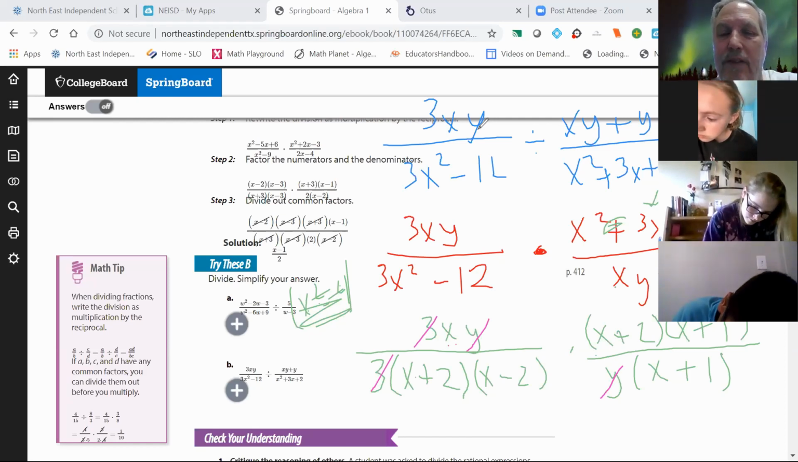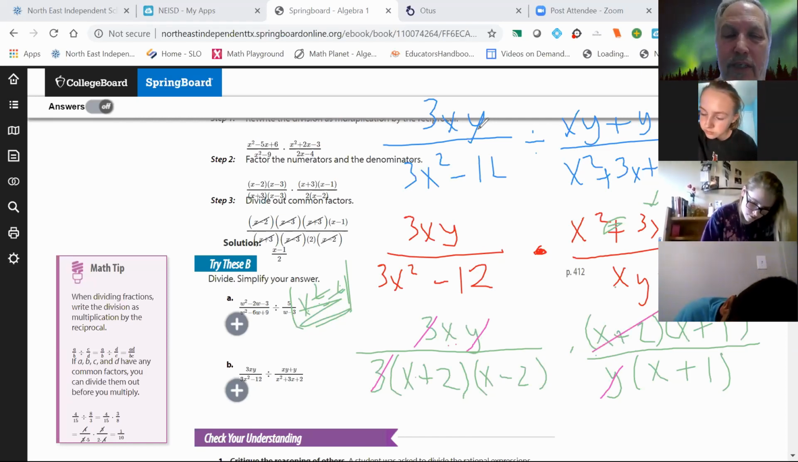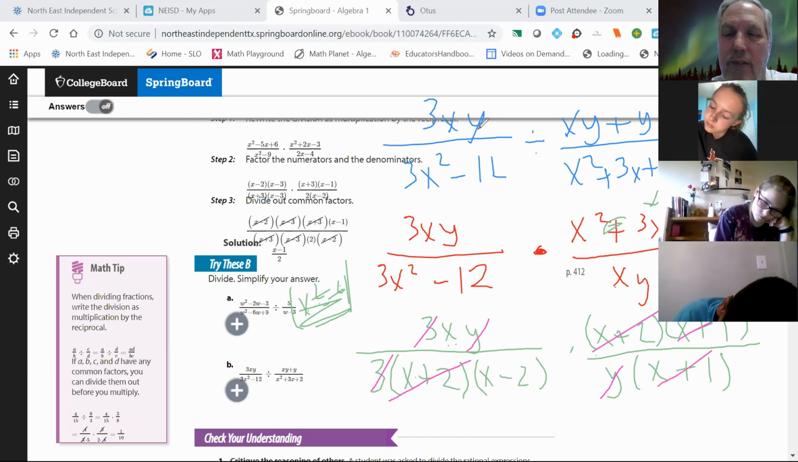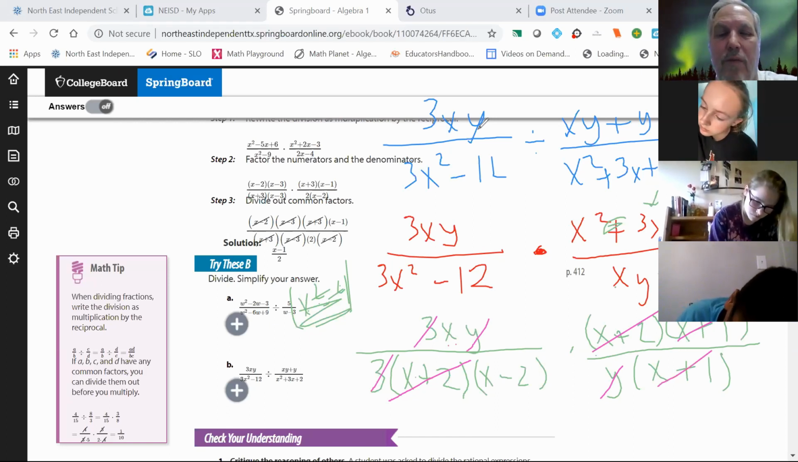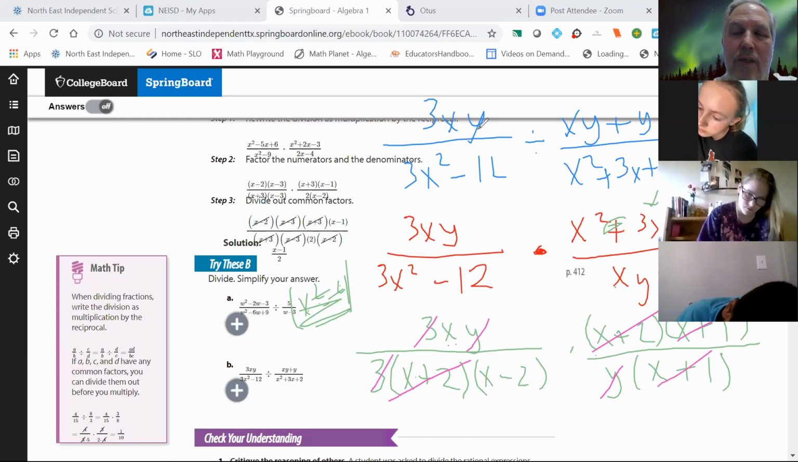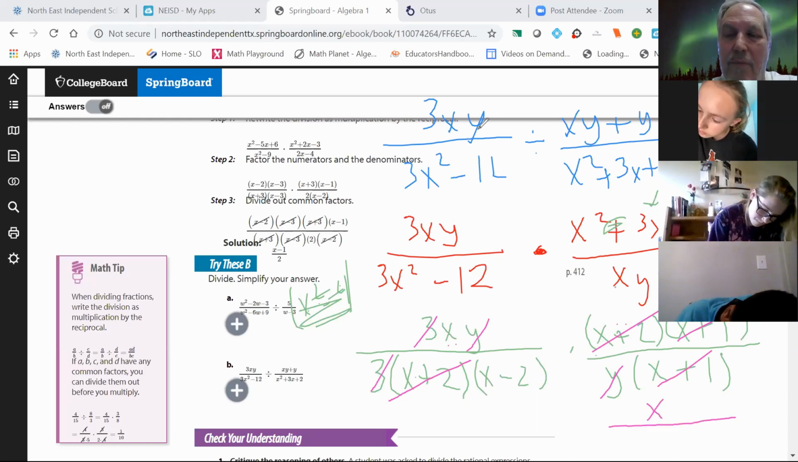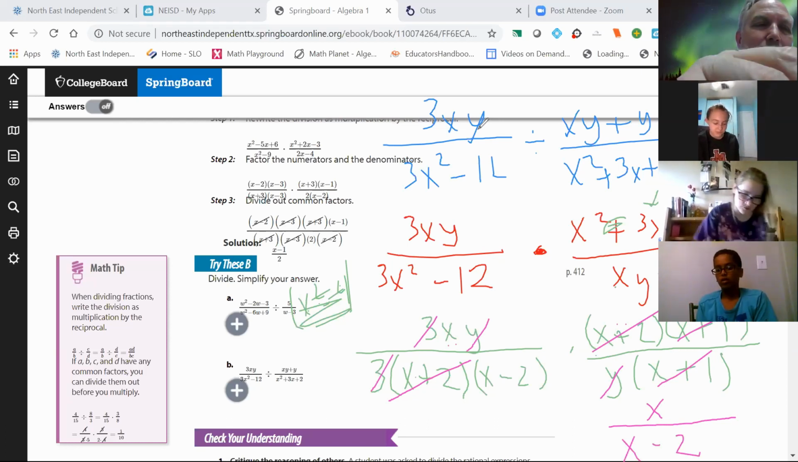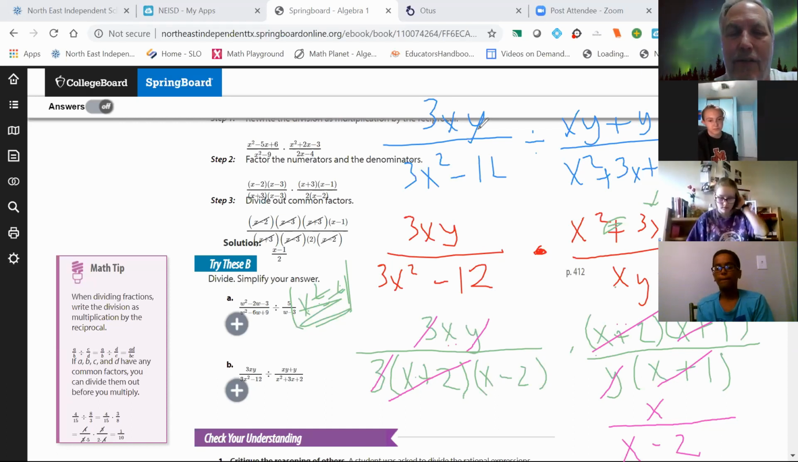Do I have an x plus 2? Well, I do. I have an x plus 2 right there. And do I have an x plus 1? Well, sure, an x plus 1 right there. So we can see we've gone ahead and canceled out. The only thing left on the top is an x, and on the bottom, the only thing left is x minus 2. Let's go ahead and move to check your understanding.